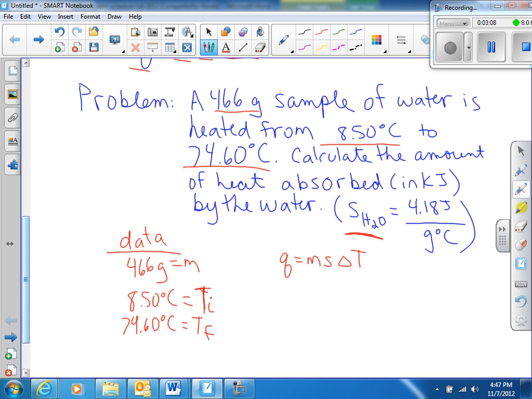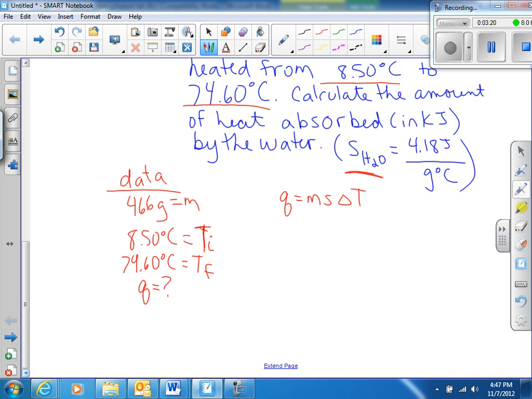Calculate the amount of heat. So heat is Q, and we don't know what Q is, absorbed in kilojoules, kJ. So now we have this new unit, a J. J is a joule. kJ would be kilojoules. So we want to calculate the amount of heat absorbed in kilojoules by the water. And notice we're also given our specific heat capacity. S of water is 4.18 joules per gram degrees Celsius. And it looks like we have enough information to solve our equation right here.